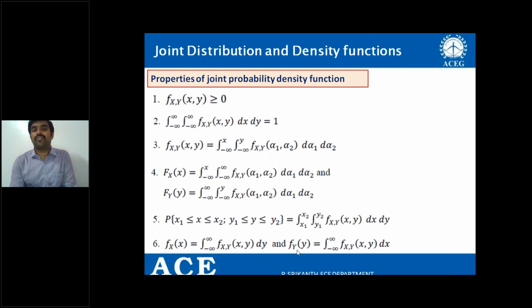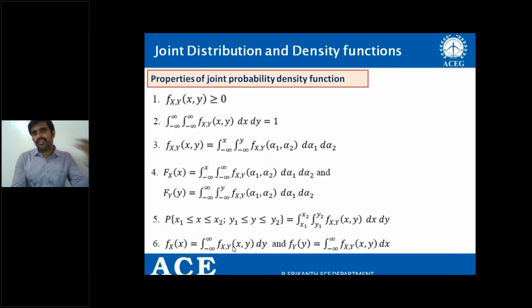Similarly, fY of y equals the integral from minus infinity to plus infinity of fX,Y of x comma y dx. Here we are eliminating x, and there we are eliminating y, to get the functions of a single random variable, maybe x or y, and those functions are called marginal density functions. Fine. So these are the 6 properties.